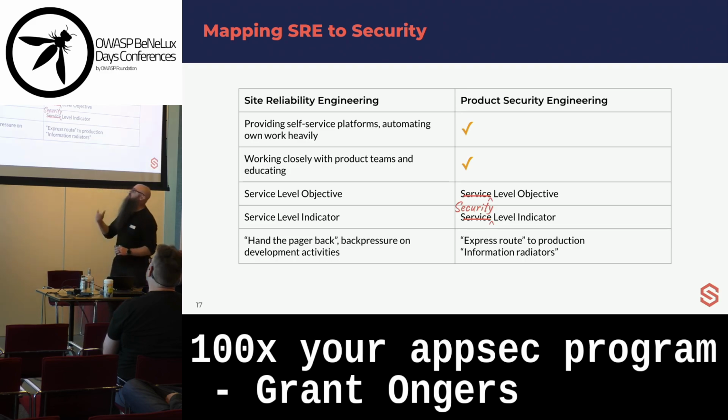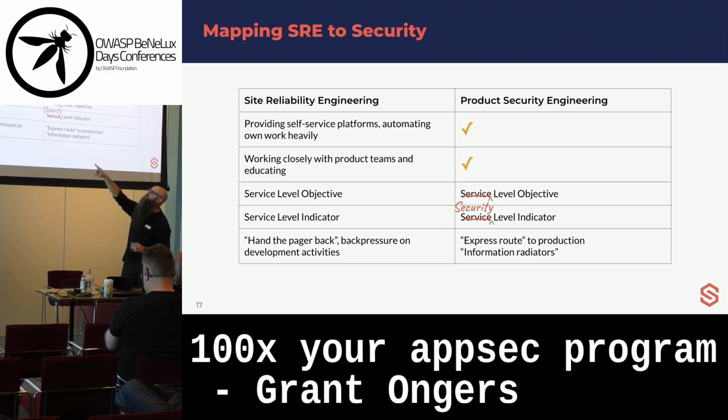It's the same, just being part of an engineering function, right? So where we've got site reliability engineering doing these things, product security engineering are providing self-service platforms, automation, and doing all their own work, automating their work as much as they possibly can. They work closely with product teams, and they do a lot of education. They're doing the same things. The differences come in here, right?